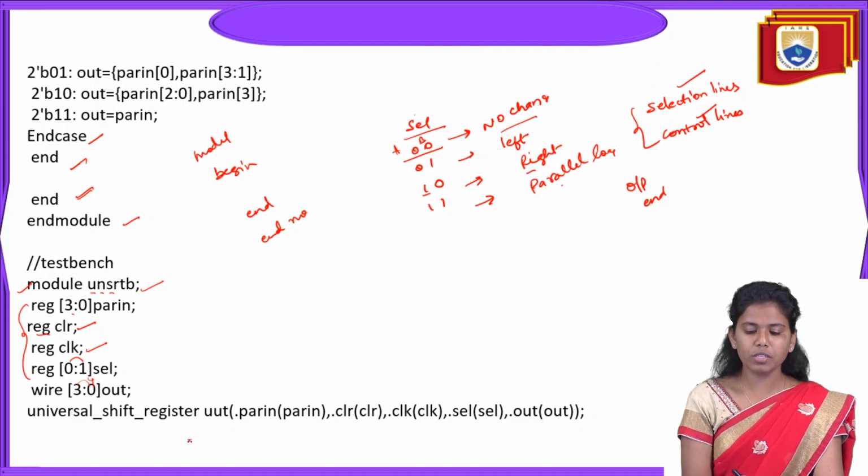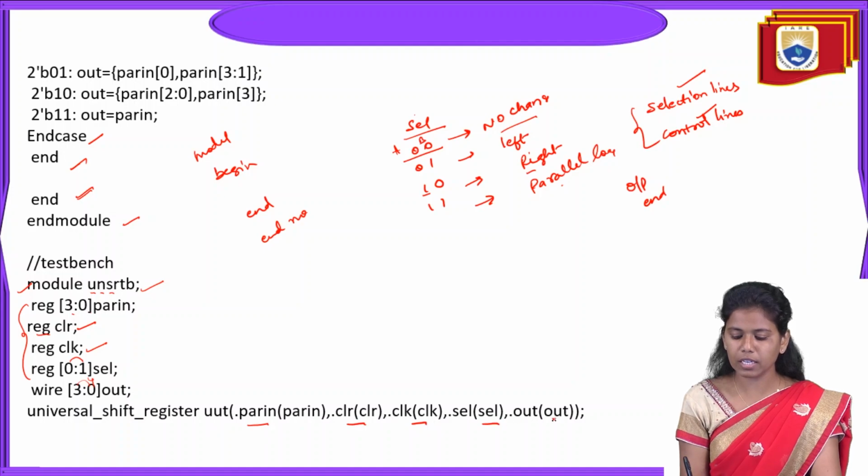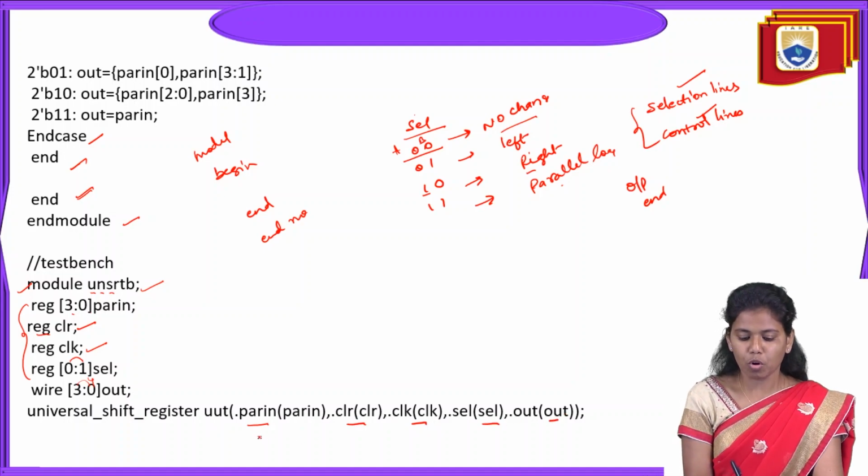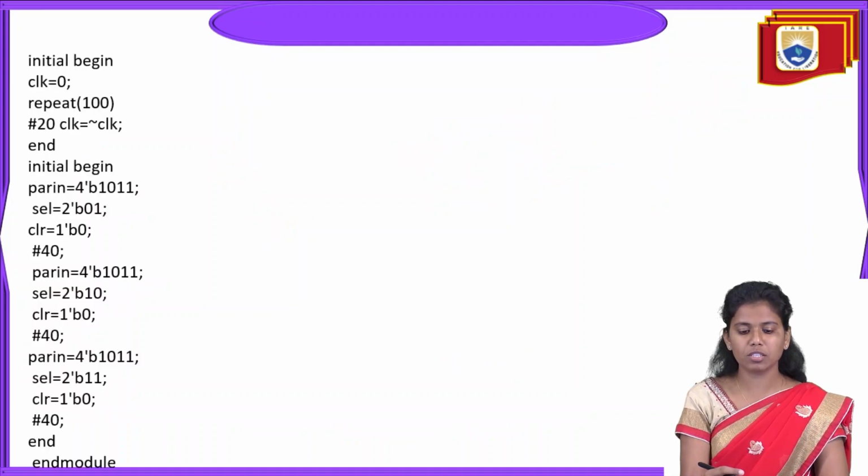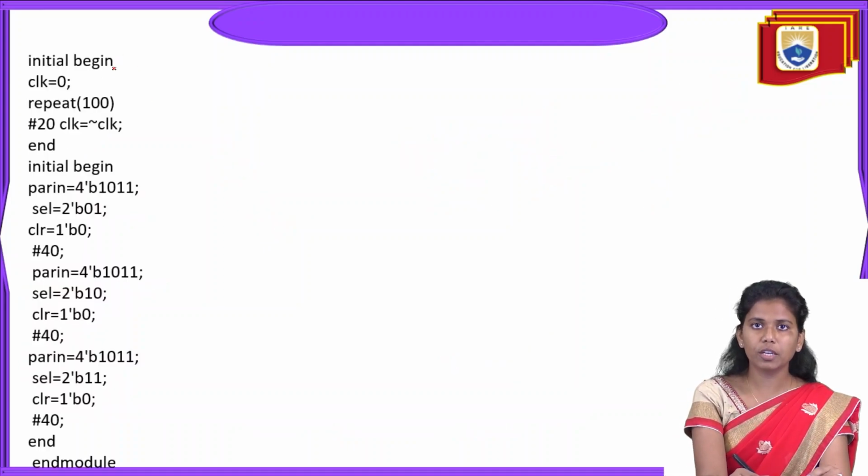And then the universal shift register with respect to all: parallel input, clock, clear, selection lines, and output. Whatever you are writing here is all mentioned in the port list. The only thing is, just for display purposes, we are moving on to the test bench. And then initial begin clock.